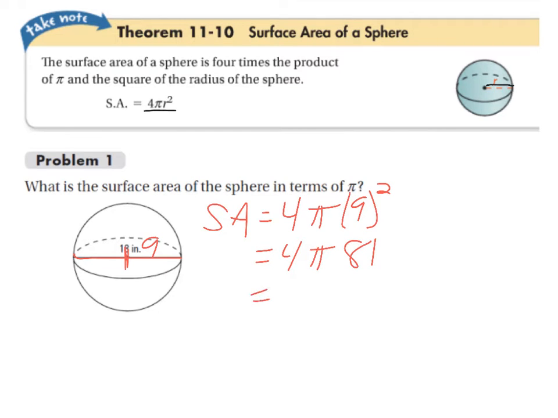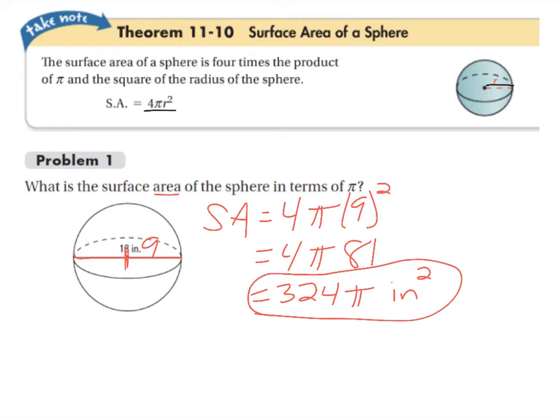4 times 81 is going to be 324 pi, and then our label is going to be inches squared, or square inches, since we are talking about surface area. So in terms of pi, the surface area is going to be 324 pi square inches.